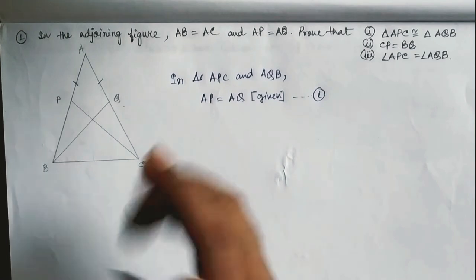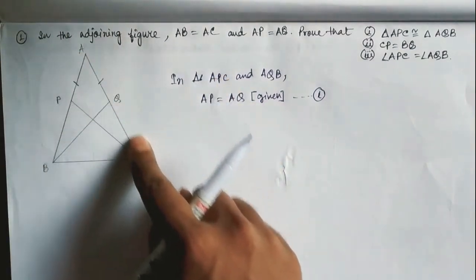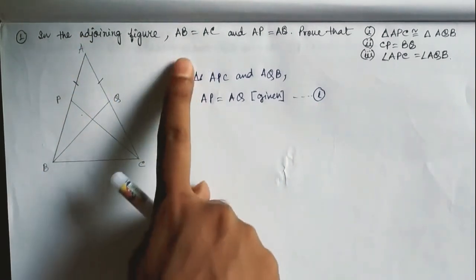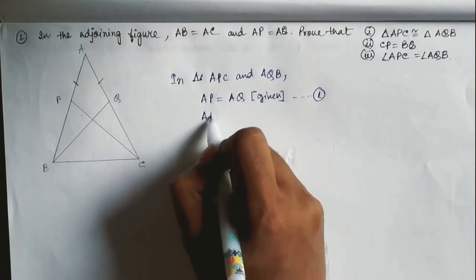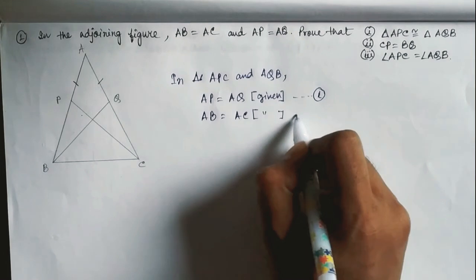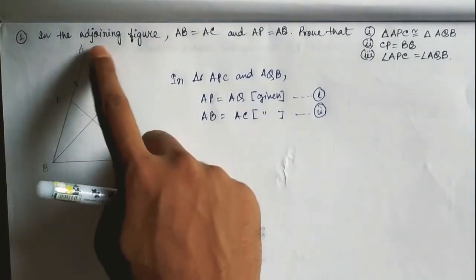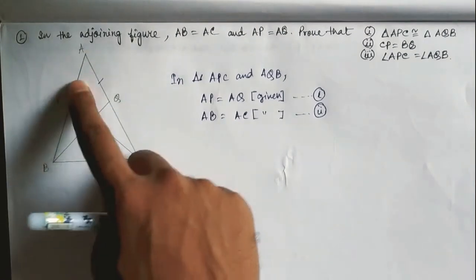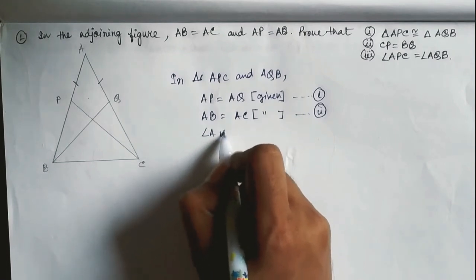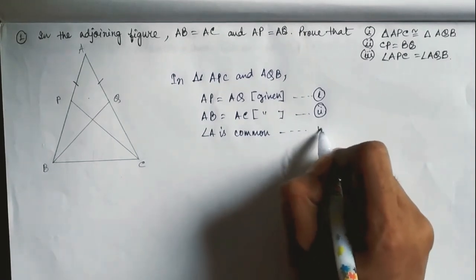Next, again in triangle APC the side AC, and in triangle AQB the side AB, they are equal as it is given in the question. So AB equal to AC, this is also given, and this is our point number 2. And in both these triangles APC and AQB, both have the angle A in common. So let us write angle A is common. So this is our point number 3.